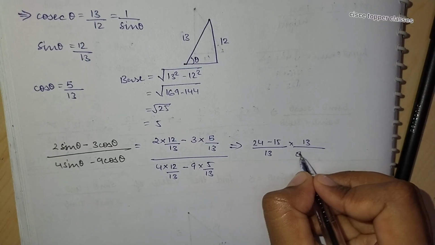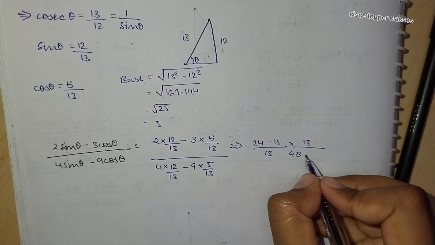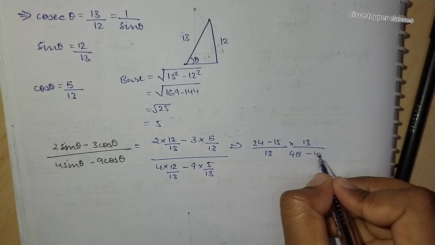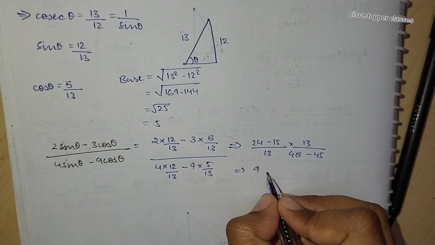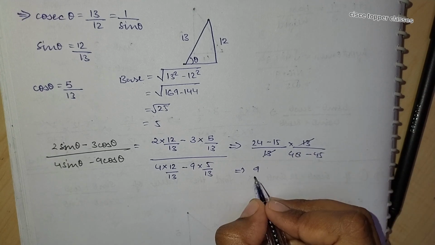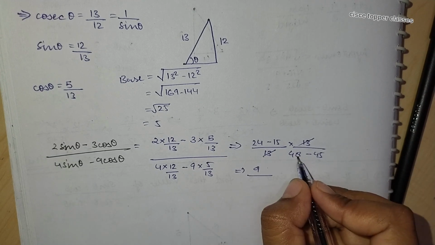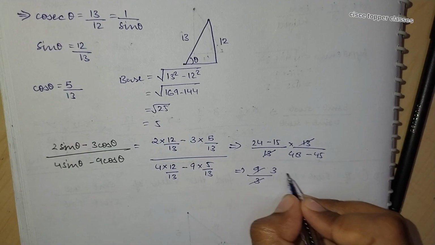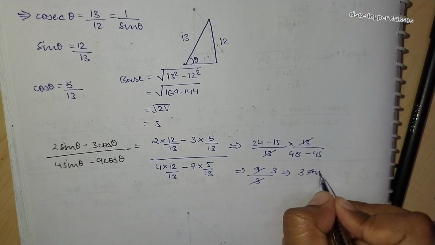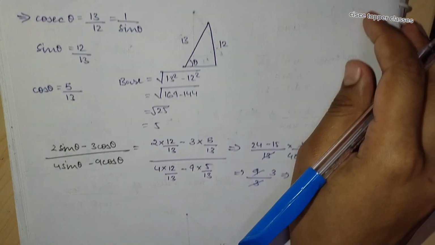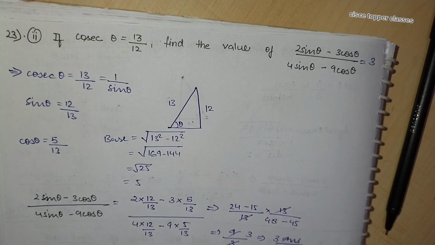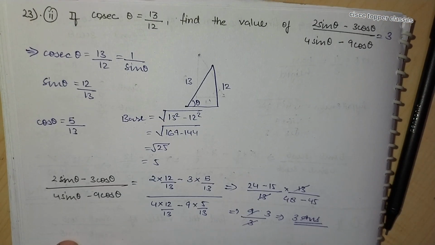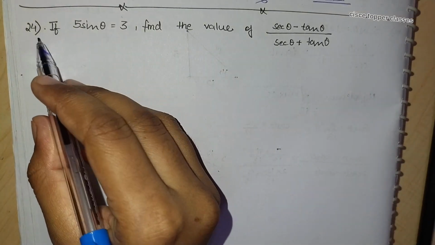So this will be 48 minus 45 here. If we calculate this, the numerator will be 9. The 13 and 13 will cancel out, and 48 minus 45 will be 3. So 3 is the final answer in this question, meaning the value which we have to find in this question is 3. So this is equal to 3 here. This is the final solution of the 23rd second part. Let us solve the 24th question.